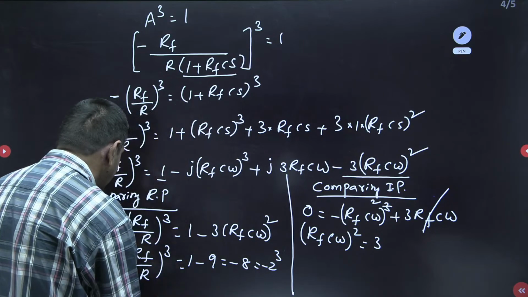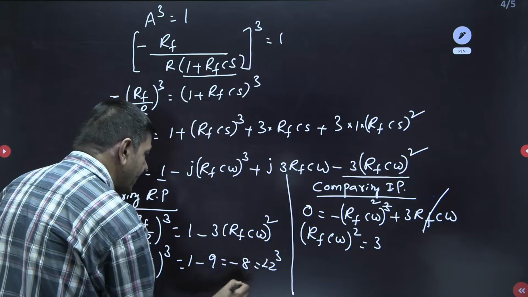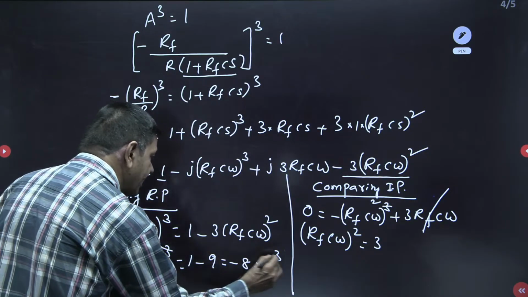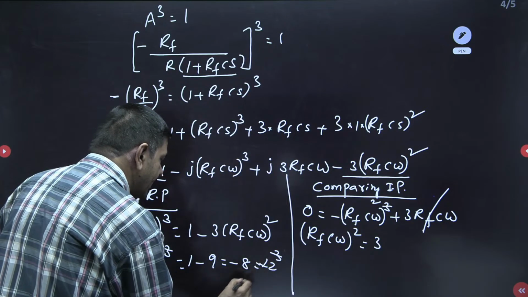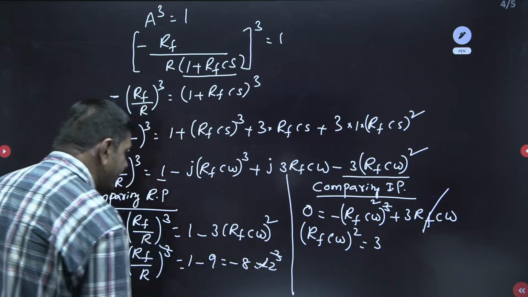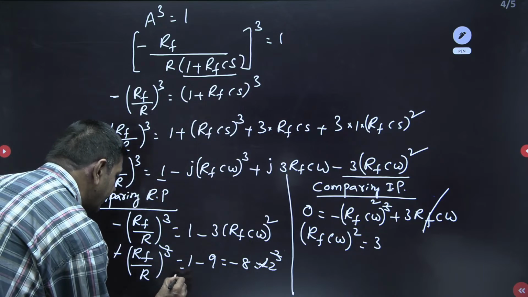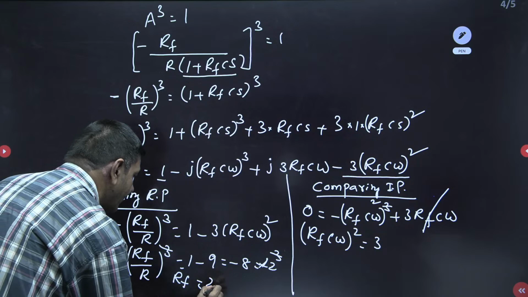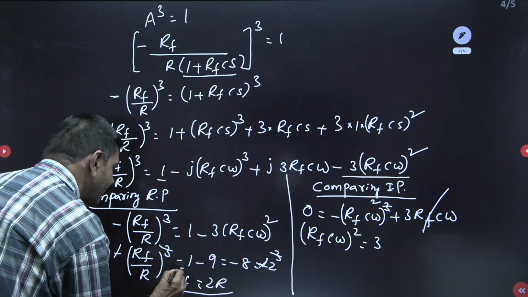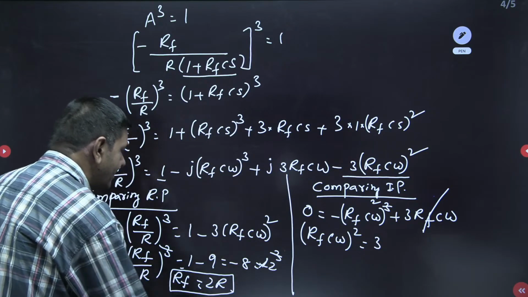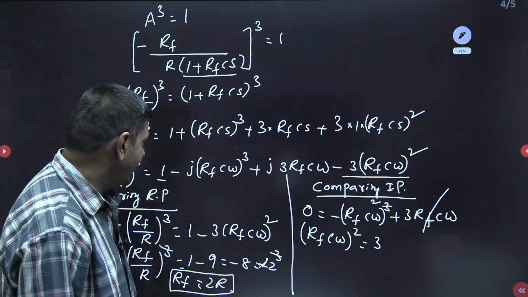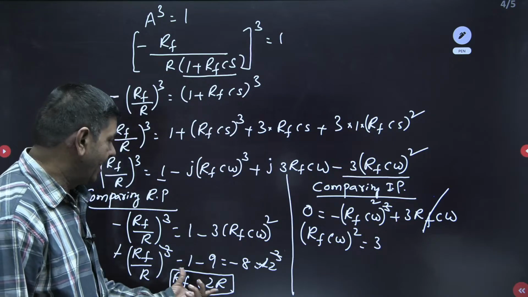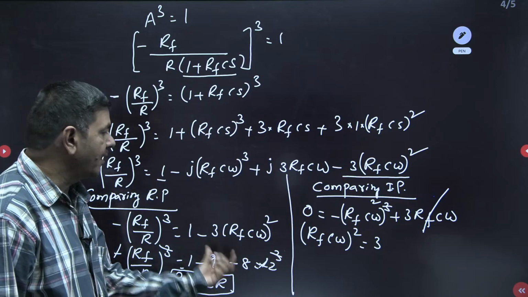On both sides the minus and minus cancel, and the power 3 and 3 cancel. Finally, RF equals 2R. Yes, I am getting the RF value, that is 2R only. In that way we can get the answer. RF equals 2R.